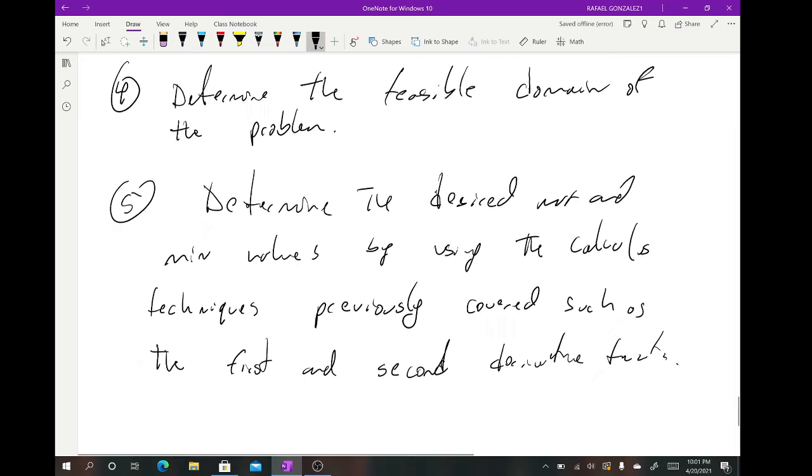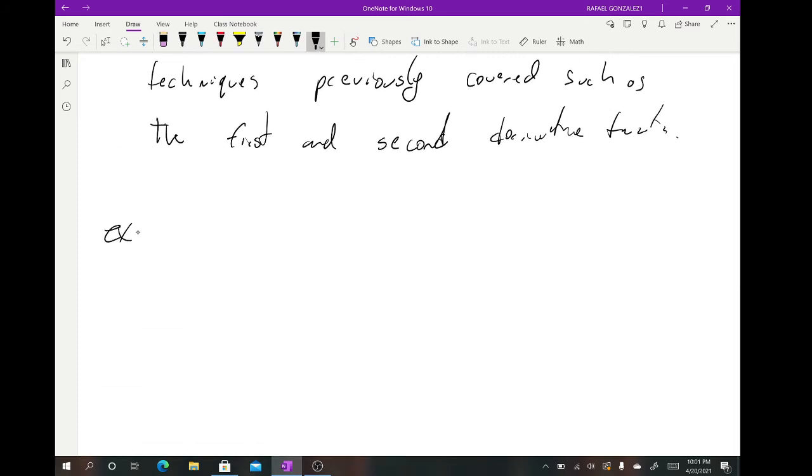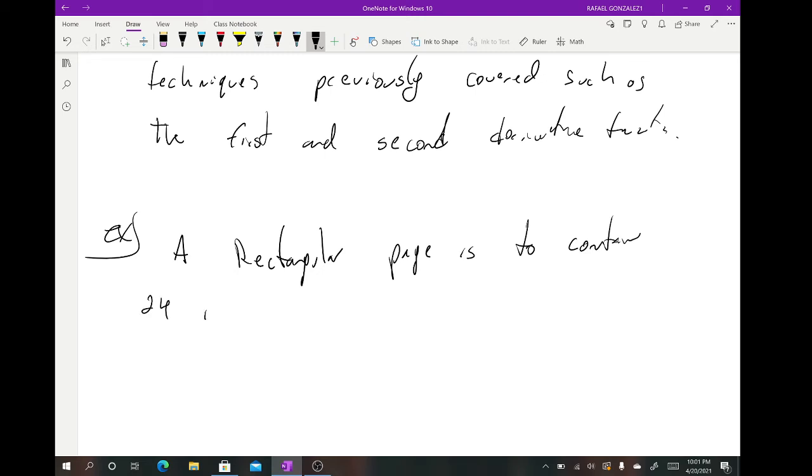Okay, let's do another example. Let's see what we can cook up. So, let's see, what do we have? Okay, so let's do this one. We have a rectangular page. It's a popular one. That is to contain 24 inches of print.